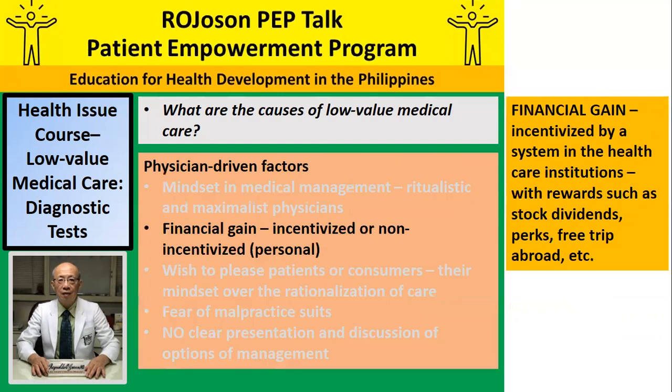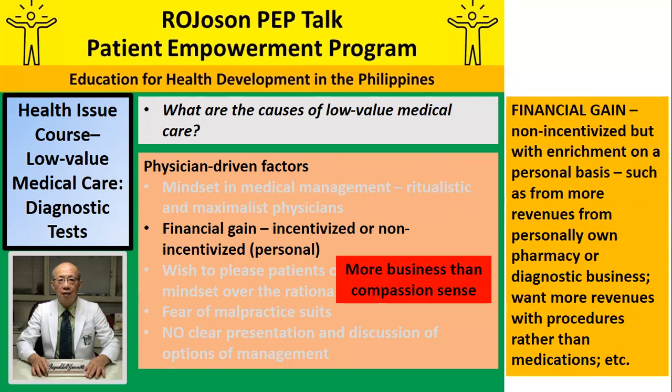The secondary physician-driven factor, as I said, is financial gain, which can be incentivized or non-incentivized. For the incentivized one, examples will be rewards given to physicians who would prescribe, who would operate on these patients, who would order diagnostic tests, and then in return, they get some stock dividends, perks, free trip abroad, etc., etc. So these are actually happening all over the world.